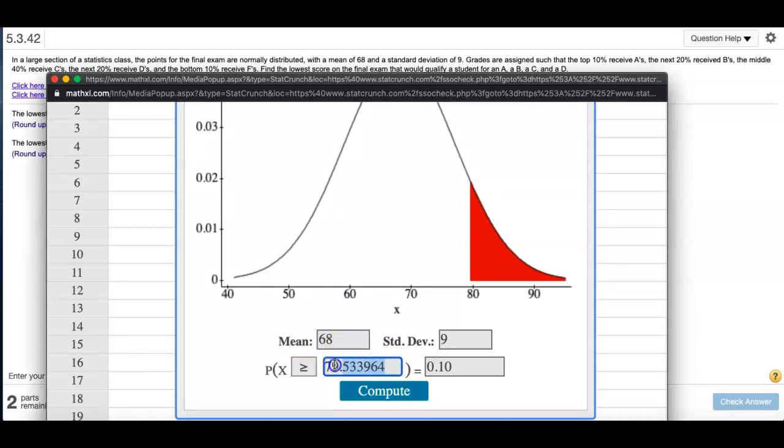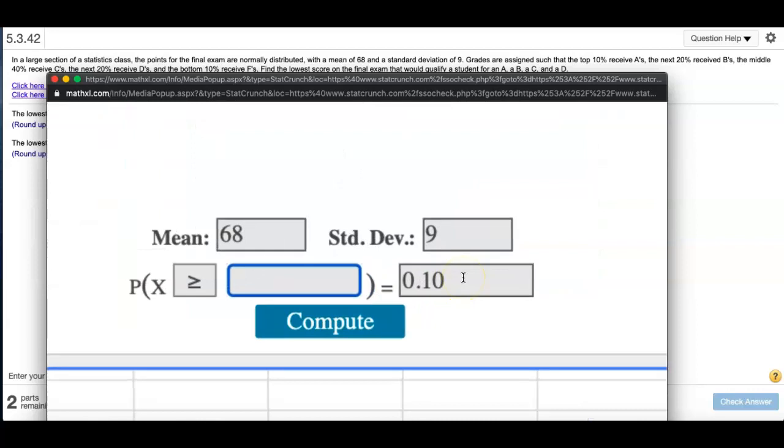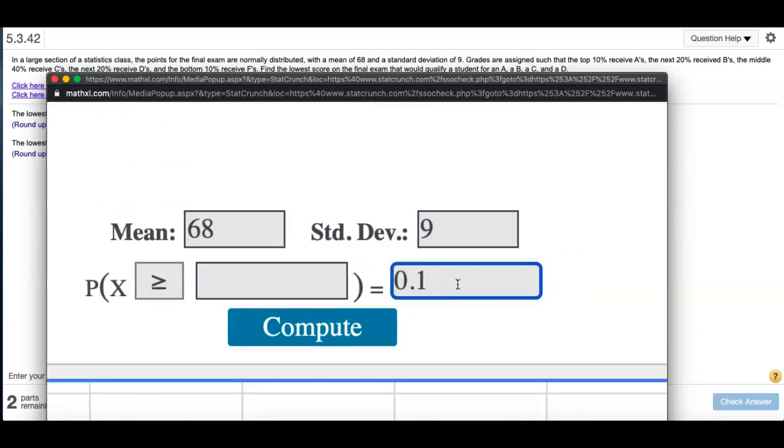So keep everything the same. I'll get rid of this number, but I will say instead of being in the top 10%, I just want to be in the top 30% this time to get a B. And you see how I got 30%, right? 10% for the A, 20% for the B. I added them. That's how I got 30%.